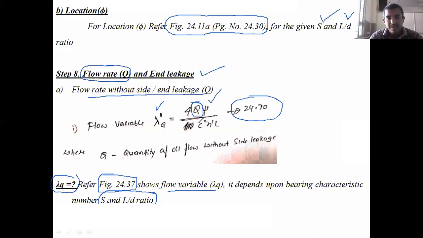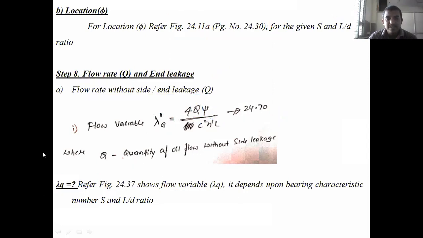Then xi we already know, that is the diameter clearance ratio. C is the diameter clearance. N prime we also know, L we also know. The only unknown is q. To determine q, the unknown parameter is lambda suffix q. Then how do you determine lambda suffix q? The flow variable by referring to figure number 24.37. This is the formula used for flow rate without side leakage and end leakage.